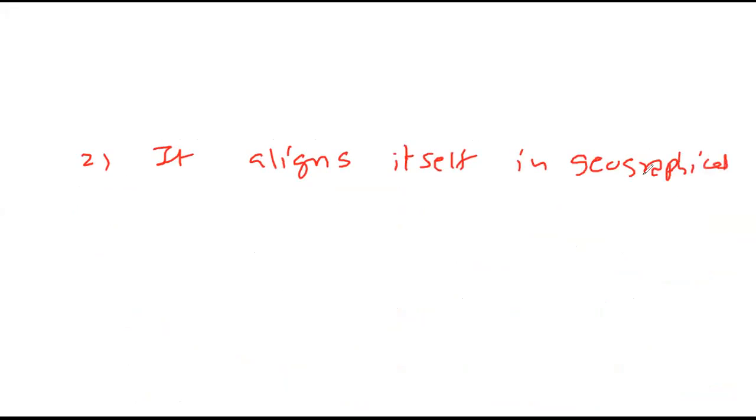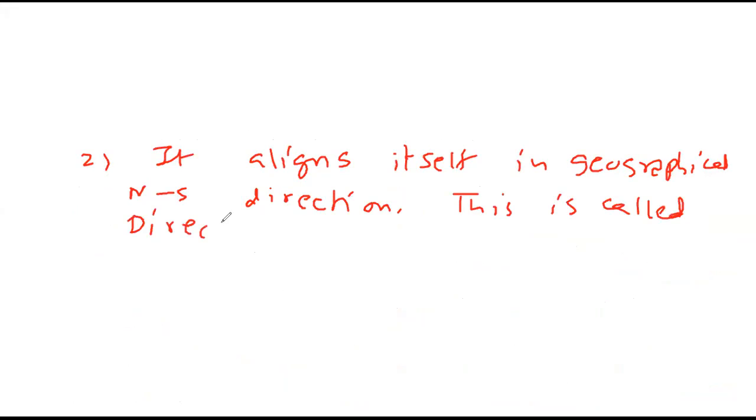Second point: it aligns itself in the geographical north-south direction. This is called the direction property.